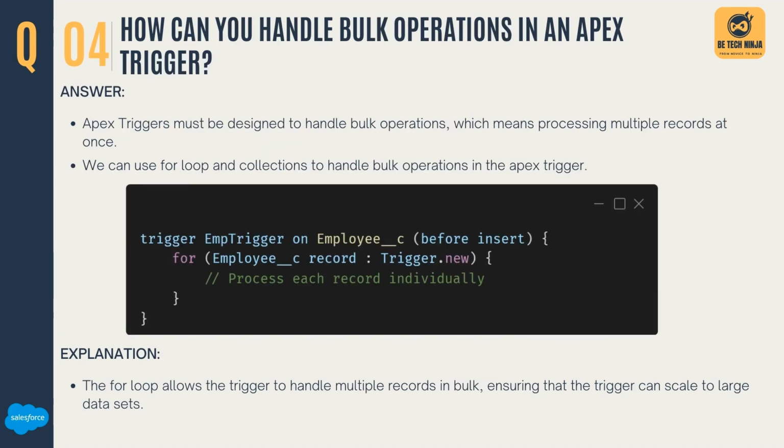Question 4. How can you handle bulk operations in an Apex trigger? You can answer it like, Apex triggers must be designed to handle bulk operations, which means processing multiple records at once. We can use for loop and collections to handle bulk operations in the Apex trigger. For example, in the given code sample, the for loop allows the trigger to handle multiple records in bulk, ensuring that the trigger can scale to large data sets.